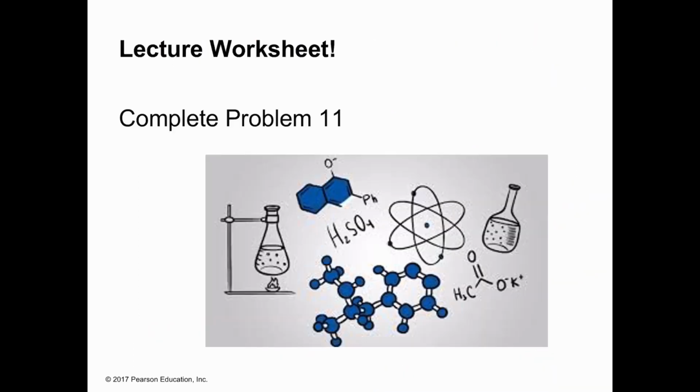So now I would like you to pause again and do problem 11 in the lecture worksheet. There are 2 different polyatomics that you're going to try and draw there.